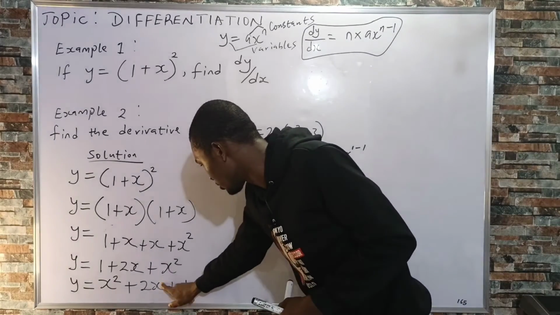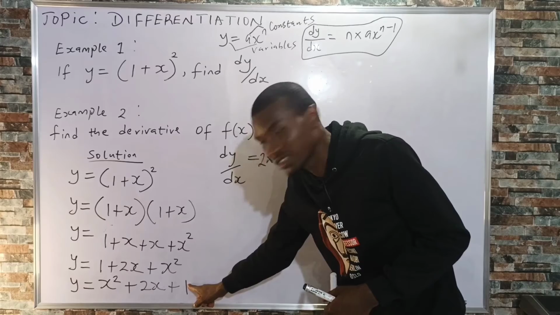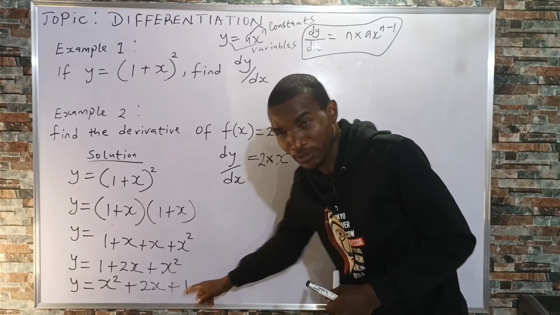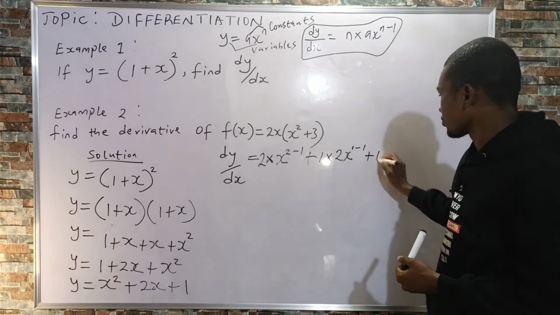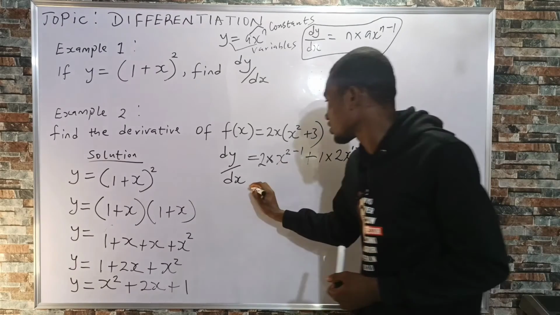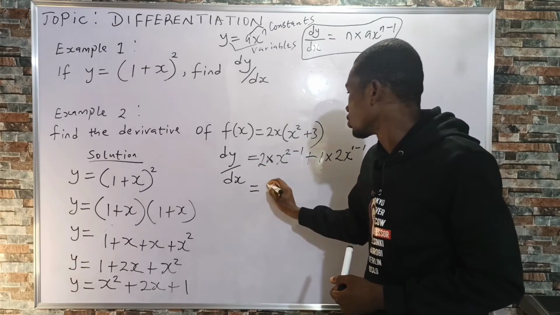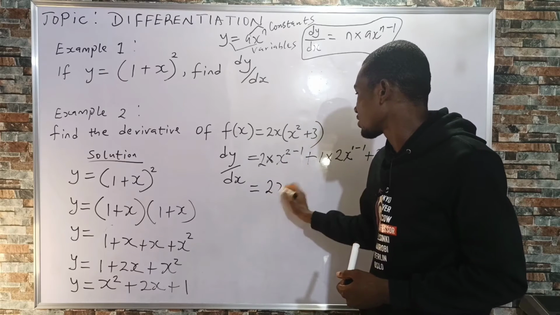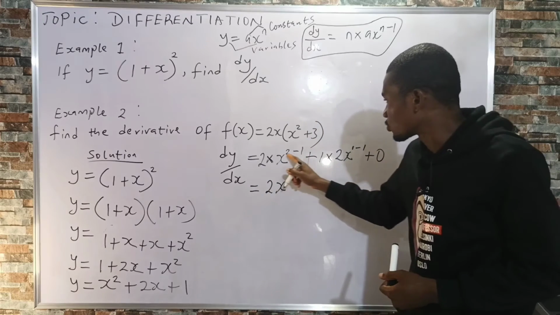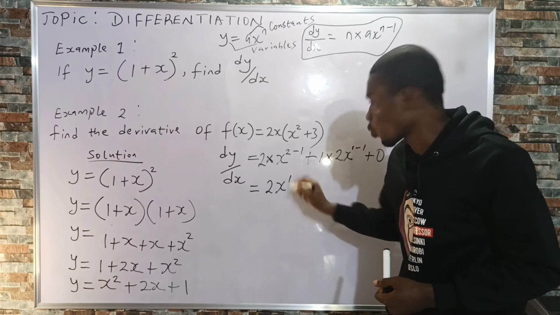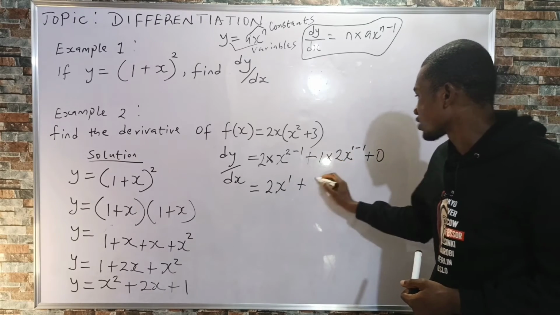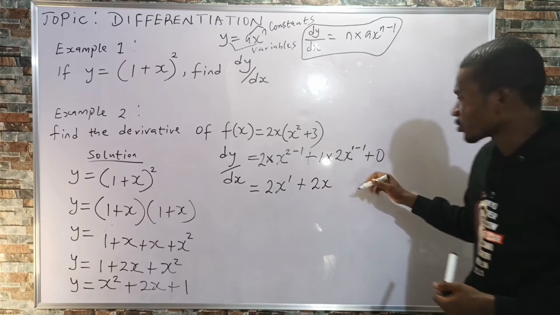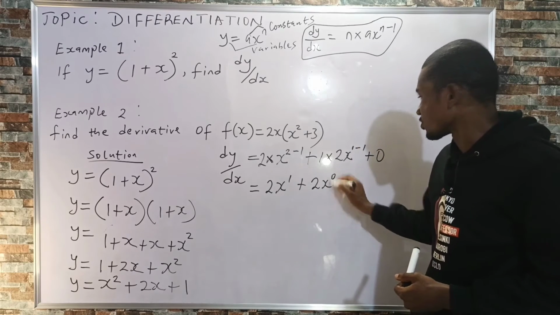Then plus, remember that when you differentiate a constant, you have 0. So differentiating 1 will give us 0. Okay? And this is equal to 2 multiplied by x raised to the power of 2 minus 1, which will give us 1. Then plus 1 multiplied by 2x will still be 2x raised to the power of 1 minus 1, which will give us 0.